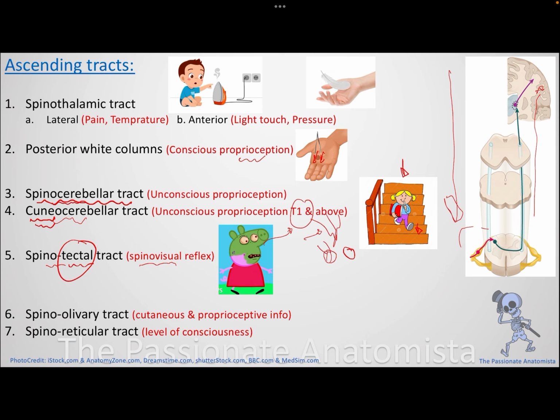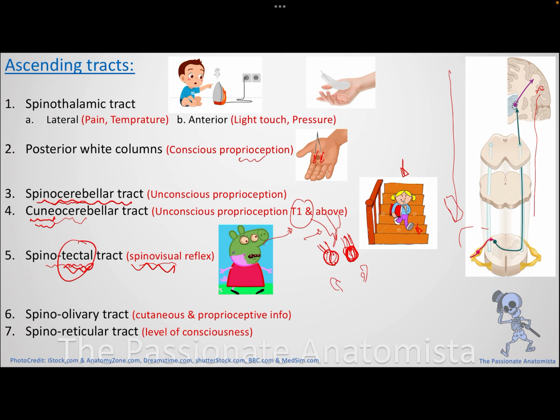The superior colliculus is responsible for visual reflexes, and the inferior colliculus is responsible for auditory reflexes. Inshallah, we're going to talk about that in more detail later on. So what happens is the spinotectal, remember that tectal is related to your midbrain, superior colliculus, eyes, so spinovisual reflex, that will give you this very, very quick turning of your head and your eyes toward the visual stimuli. Okay, the spinotectal reflex.